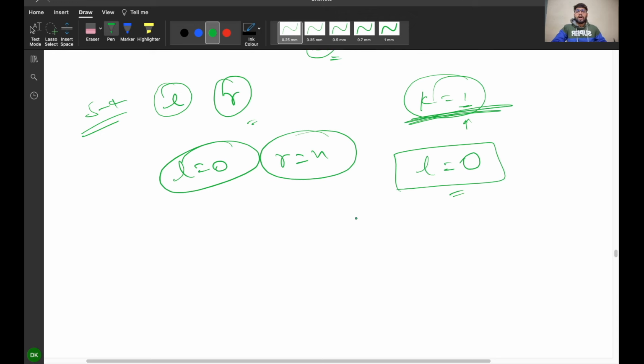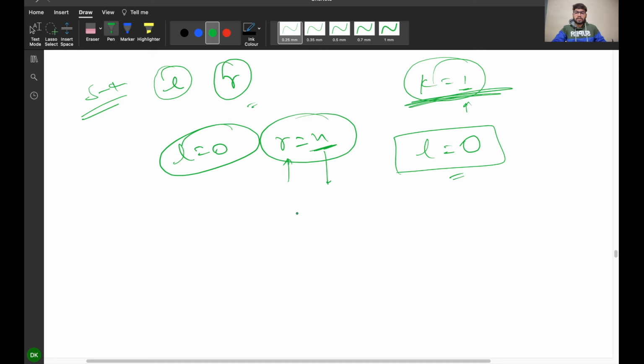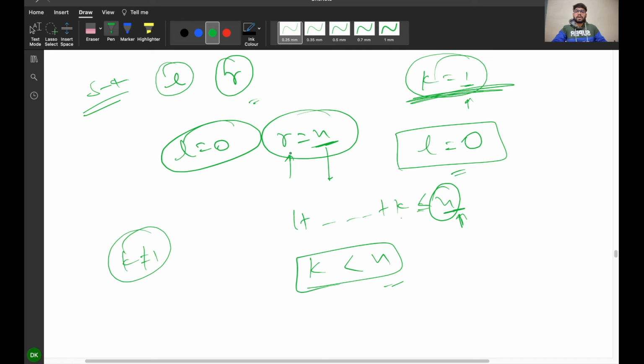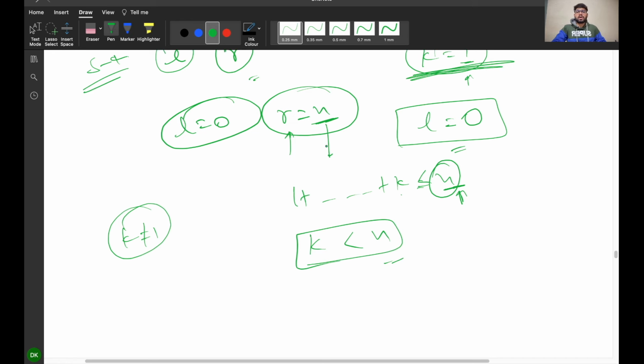And what about the value of R? Currently I suppose it is n. So what is n over here? n is the sum of all natural numbers till k. We can see that if k is not equal to 1, then k is always going to be less than n. So assuming R as n is not appropriate.